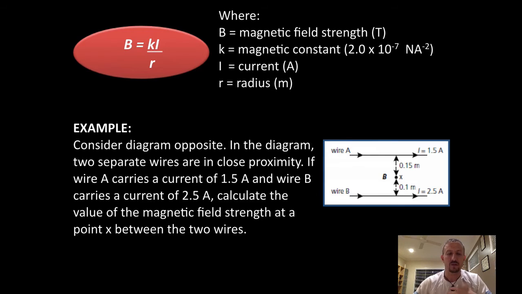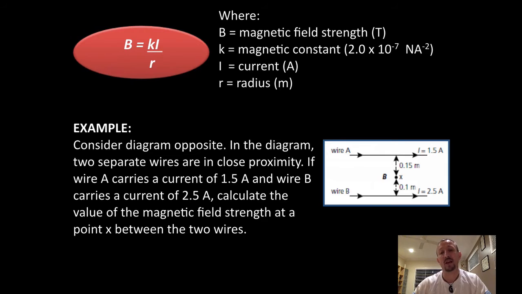Okay, so below we've got an example as to how we can utilize these two magnetic field strengths. We're going to consider the diagram opposite. In the diagram, we've got two separate wires in close proximity, wire A and wire B. Wire A carries a current of 1.5 amps and wire B carries a current of 2.5 amps. We're going to calculate the value of the magnetic field strength at point X, which is between the two wires. Point X is 0.15 meters below wire A and 0.1 meters above wire B. So we're going to work out what that magnetic field strength is.